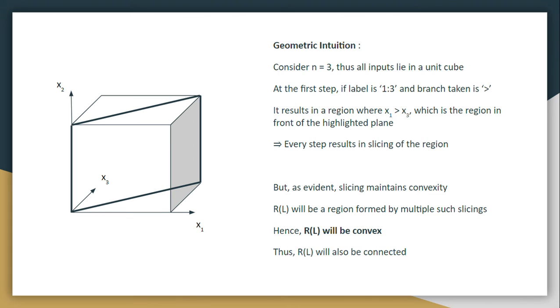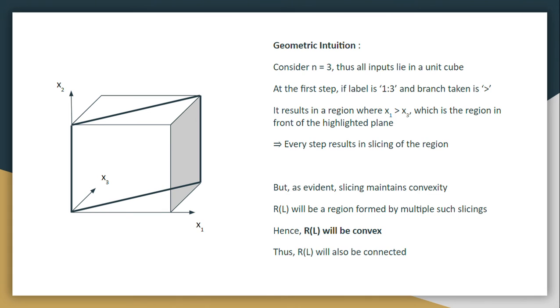So what will that result in? It will result in all the points where x1 is greater than x3, which corresponds to an entire region where x1 is greater than x3. And what region will that be? That region will be everything which is in front of that highlighted plane, which we can see, the diagonal plane. Thus what we see, that taking one step resulted in slicing of the greater region which was there initially. So every such step will result in further slicing of the region.